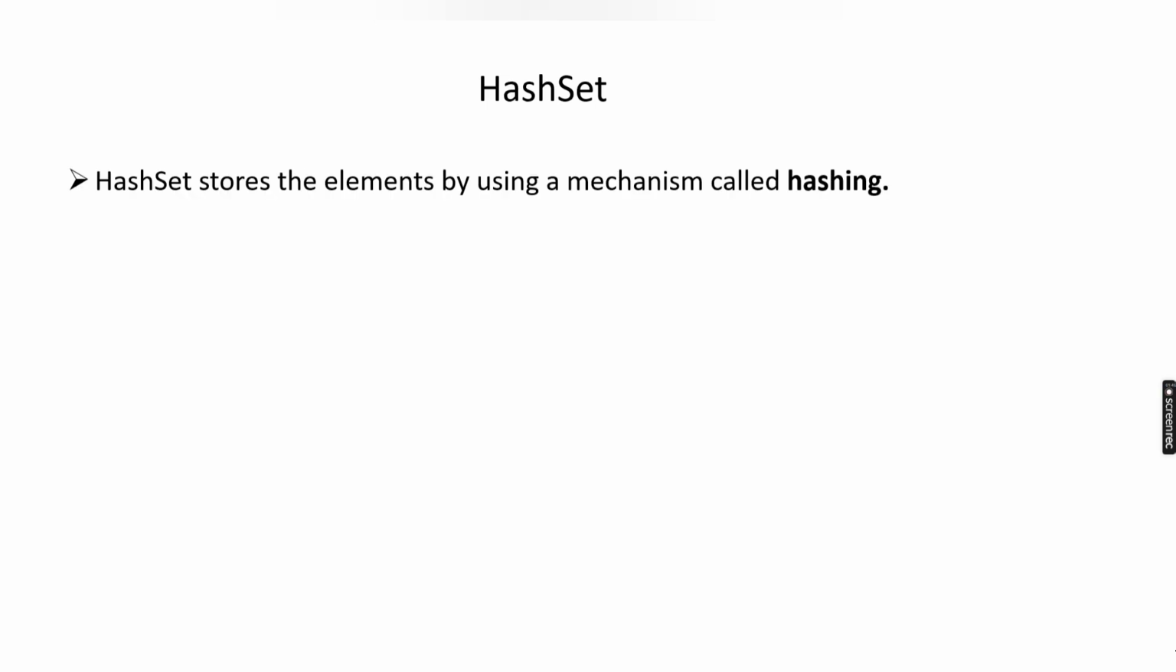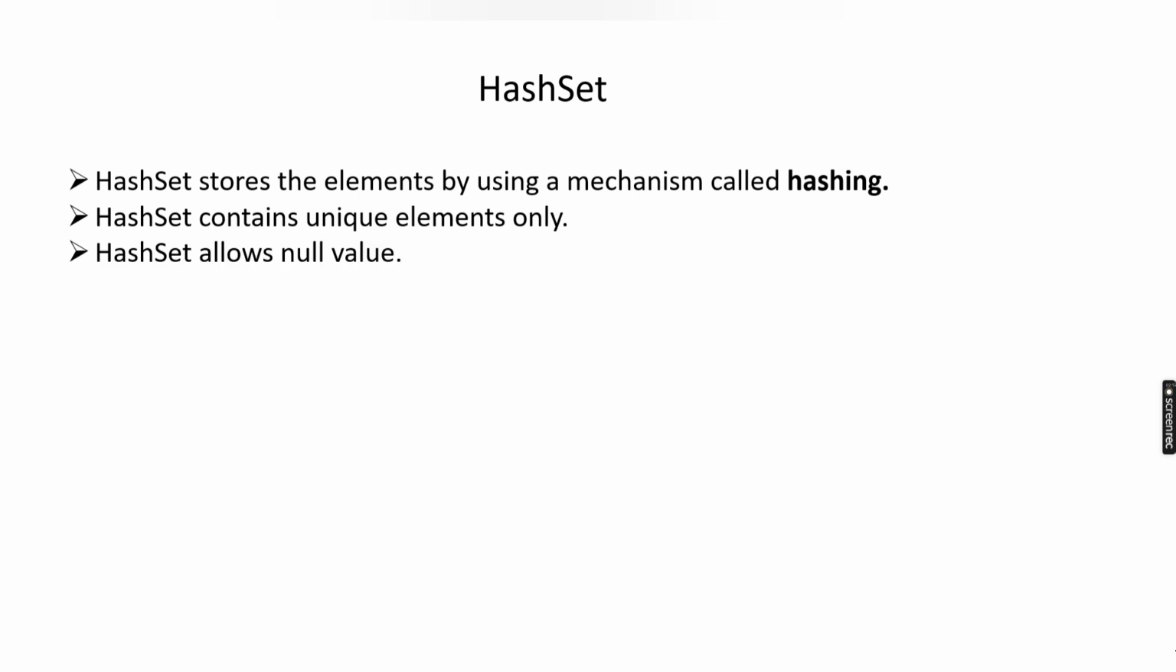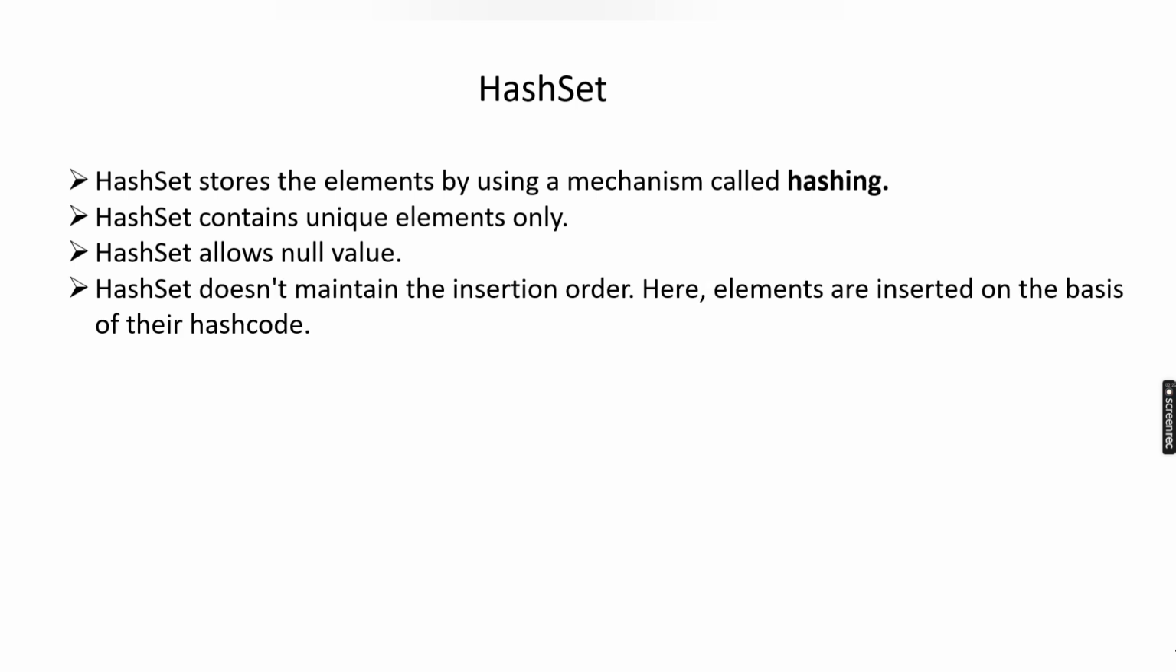HashSet stores the elements by using a mechanism called hashing. We have seen that ArrayList uses a dynamic array to store the elements, and LinkedList uses a doubly linked list. In a similar way, HashSet stores the elements by using hashing. HashSet contains unique elements only. It is a property of the set interface that it cannot contain duplicate elements. HashSet allows null value, so we can store null values inside the HashSet.